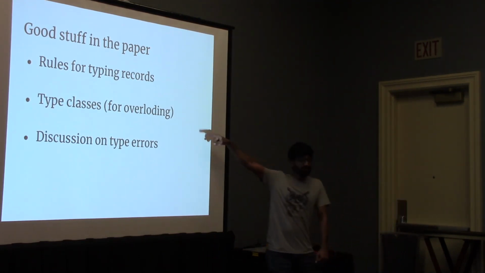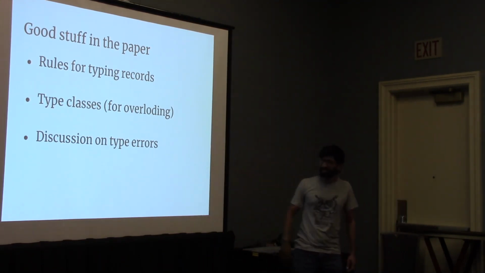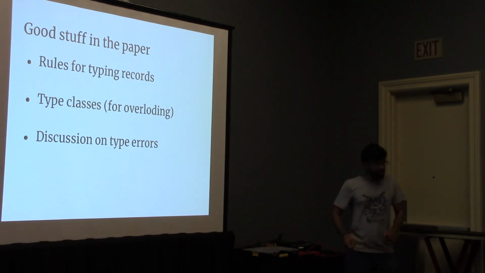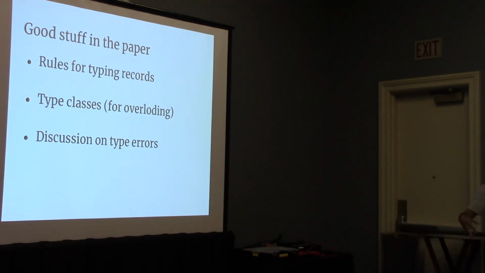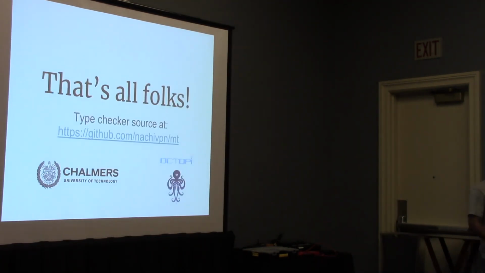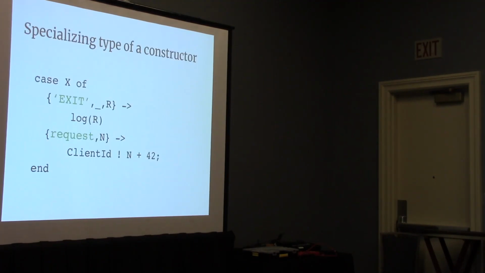So this is how we achieve overloading for plus, etc., messaging primitives, etc., right? And there's a discussion on type errors. It tells you what type errors actually look like, are they useful, how can you use them. And I'm done, but I still have more time, and I have more slides.